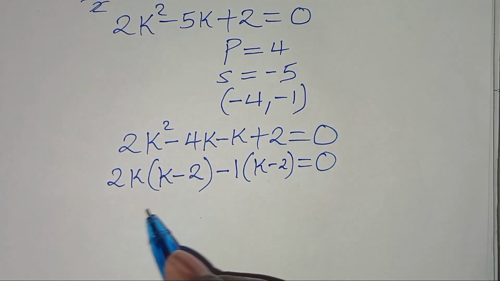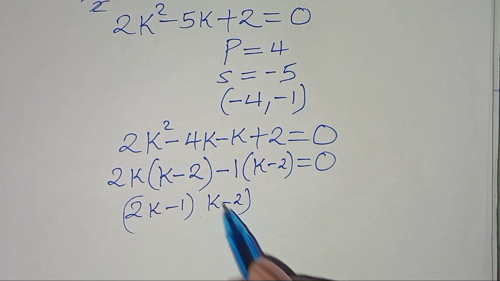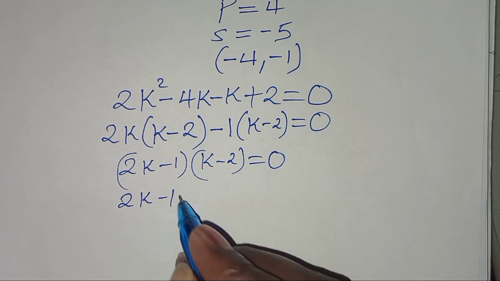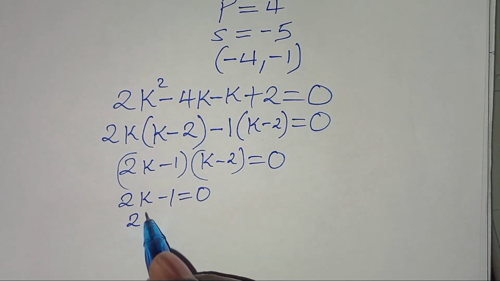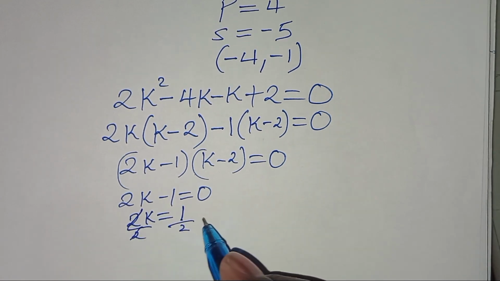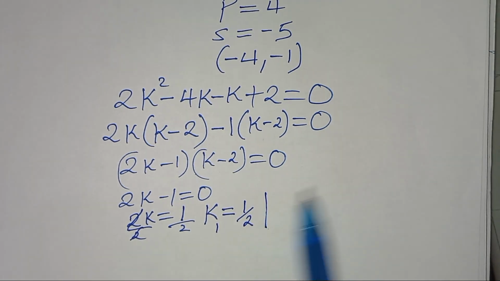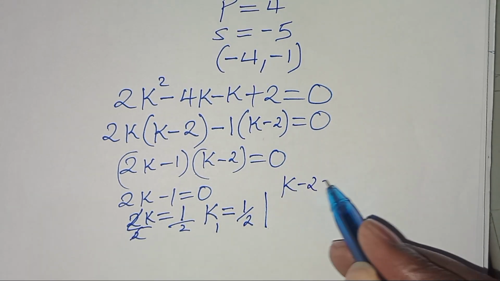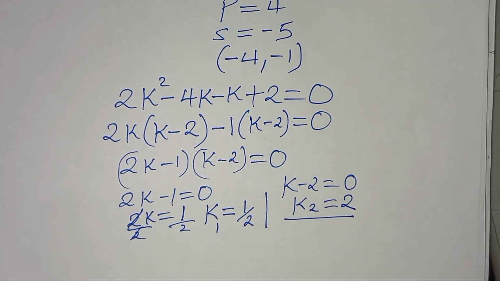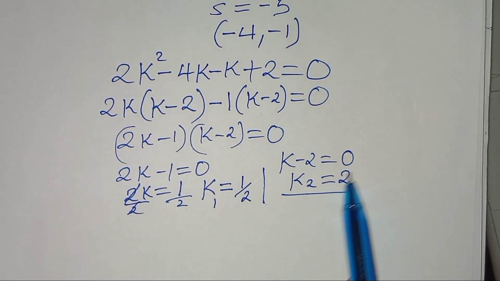So that now we have 2k subtract 1 times k minus 2, equal to 0. So in this case, we have 2k minus 1 equal to 0, and that means that 2k is equal to 1. So let's divide both sides by 2. In this case, the first k, that's k1, is equal to a half. We have the second part here as k minus 2 equal to 0, and that means that k2 is equal to 2. So we have two possible values of k: k1 equal to a half and k2 equal to 2.